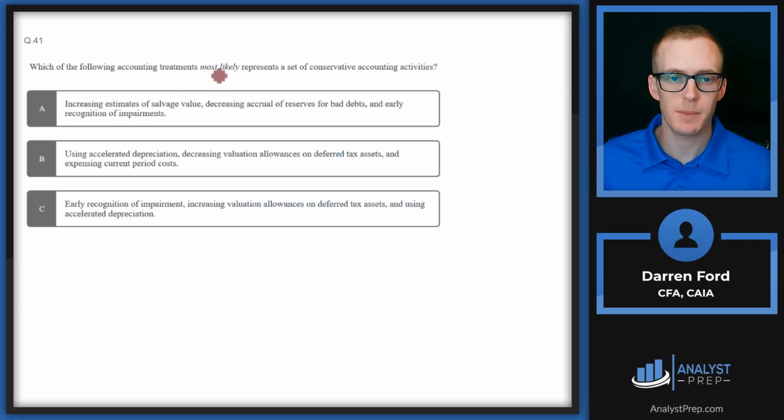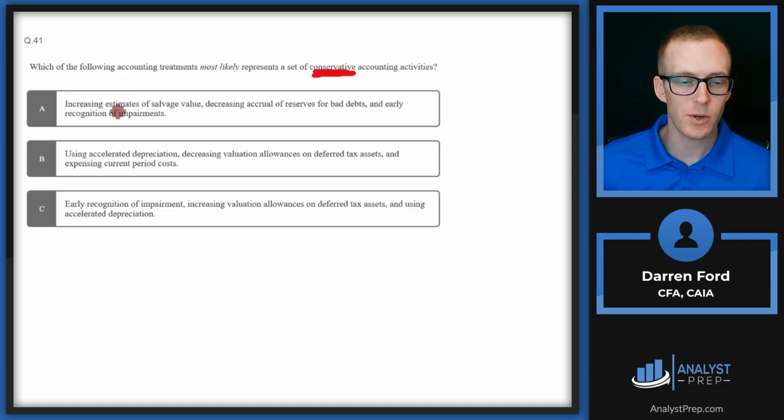Which of the following accounting treatments most likely represents a set of conservative accounting activities? So we've got a bunch of different answers here, so we're going to walk through these. When you're looking at conservative versus aggressive accounting activities, what you want to think about is, does this lead to more expenses and liabilities, or does this lead to more revenue, income, or assets? If it leads to more expenses or liabilities, then it will lean towards more conservative. If it leads to good things like revenue, income, assets, it's going to be more aggressive. So let's just keep that in mind.